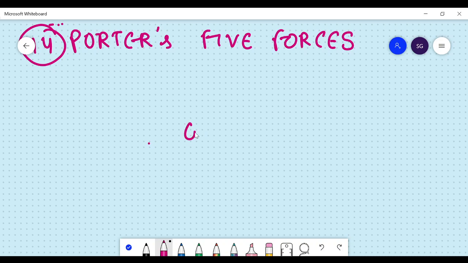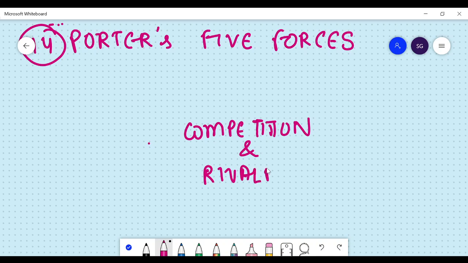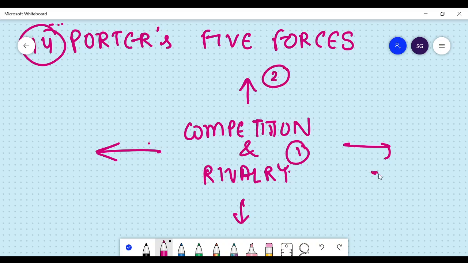So he has given the 5 forces: competition and rivalry. So these are the 5 forces. This is 1, this is 2, this is 3, 4, and 5. This diagram would help you to visualize these factors so you don't forget the factors.